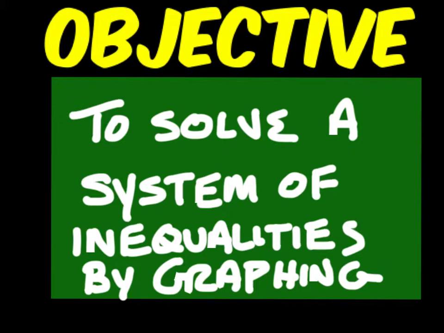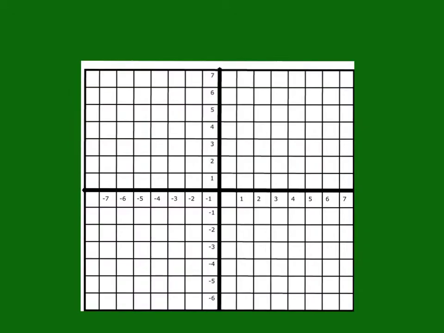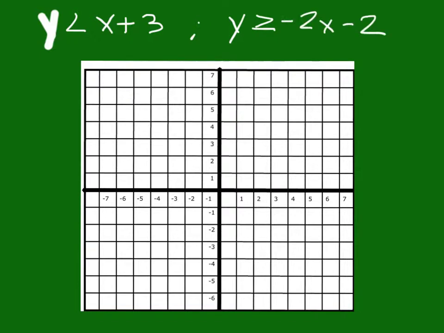To solve a system of inequalities by graphing. Here is example 1. There's the graph paper, and the two inequalities are y less than x plus 3, also y greater than or equal to negative 2x minus 2.